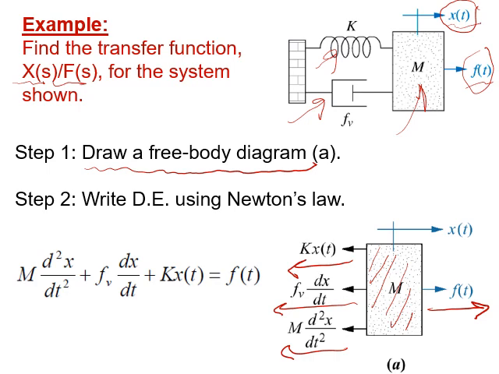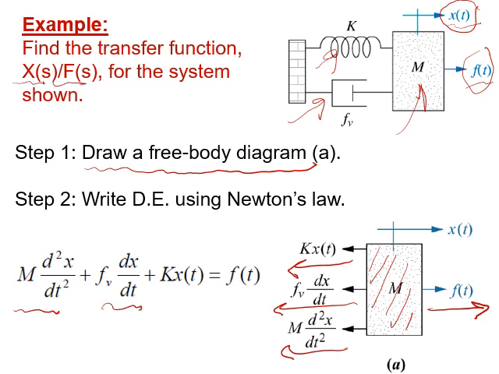Now, out of this, we are going to write the differential equation. The differential equation says that the total force is equal to 0. So we will look at the force caused by the mass, which is a force resisting the force applied. That means it's in the other direction. That's why I'm saying resisting, because it will be in the opposite direction.